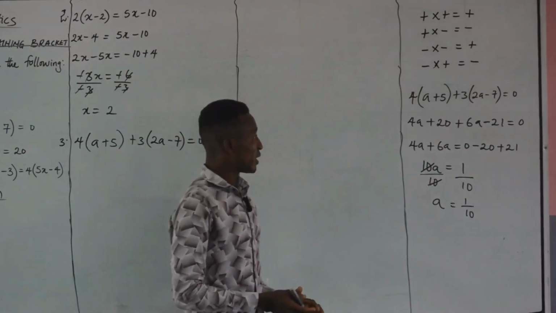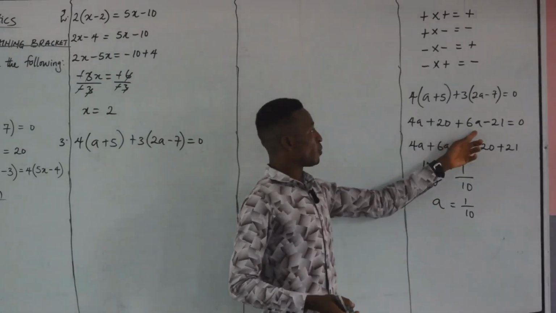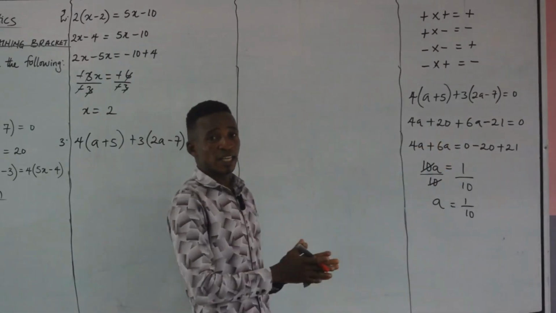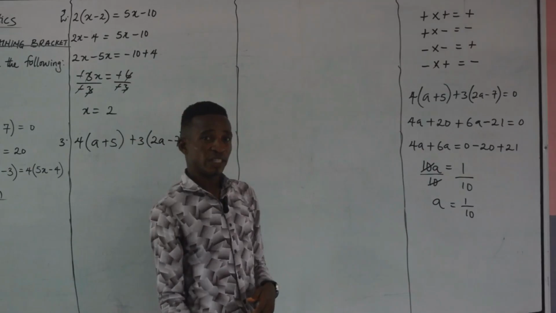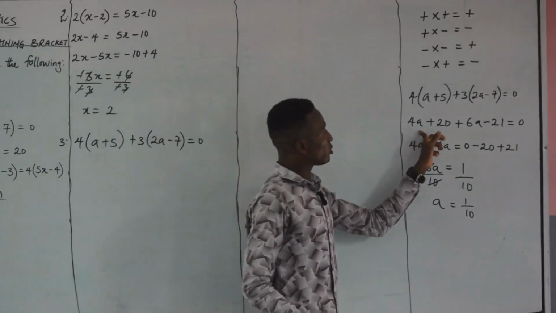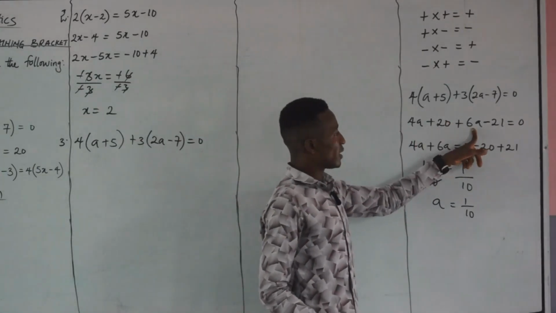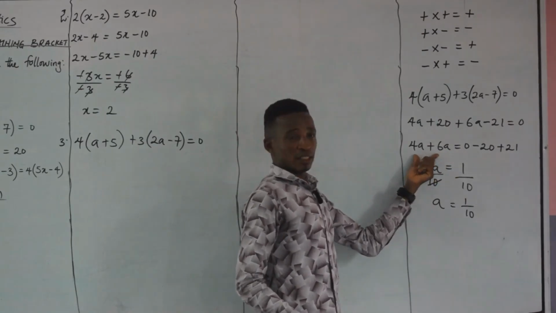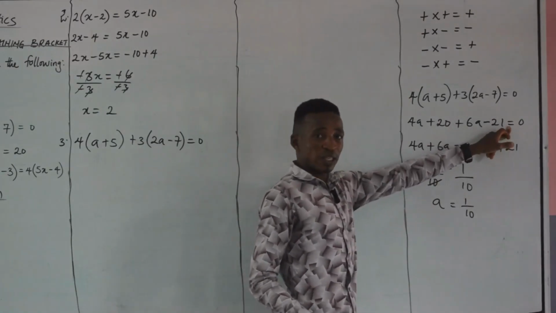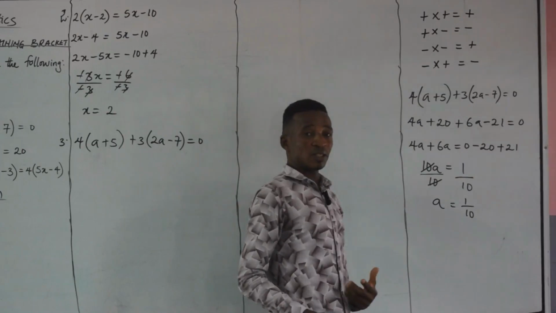Now after you are done with that, collect your like terms. Put all the algebra on the left hand side. Then you put the number on the right hand side. The 2 algebra we have here is 4a and 6a. So you put them together here. They are not crossing this equals to. They are already on the left hand side. That's why their signs are not changing.